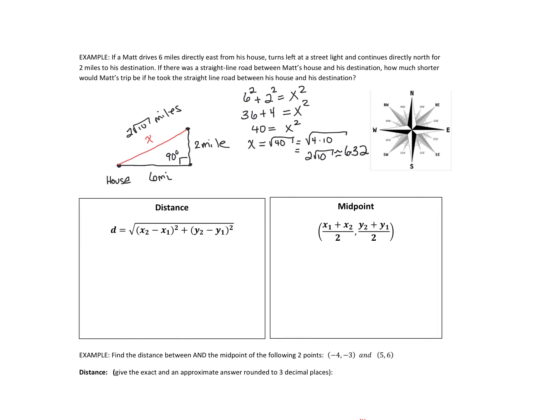And then we have to answer the question. So I always recommend going back, looking at the question. How much shorter would his trip be if he took that straight line road? Well, if he goes east and then north, that's 8 miles. 6 plus 2 would give us 8 miles. So if we say 8 minus 6.32, we're going to get 1.68 miles shorter.